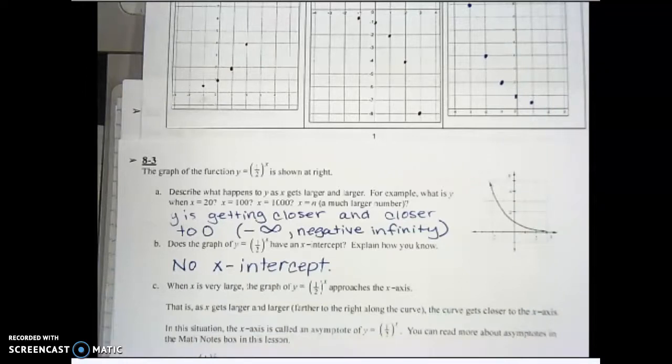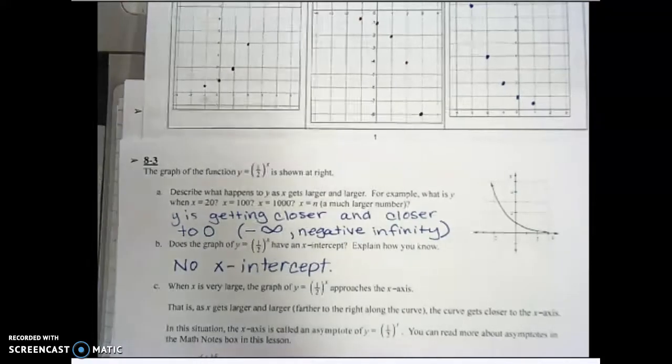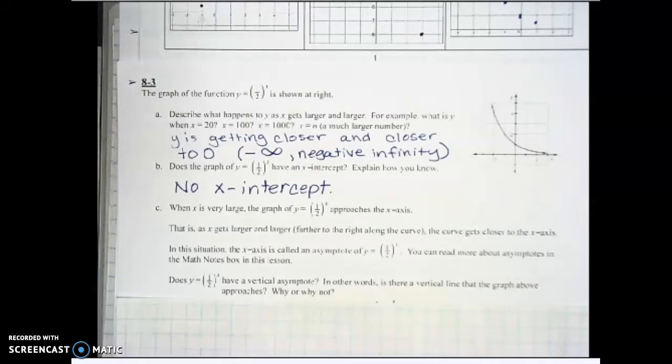the x-axis. That is, as x gets larger and larger, farther to the right, the curve gets closer and closer to the x-axis. In this situation, the x-axis is called an asymptote of y equals 1/2 to the power of x. You can read more about asymptotes in the math notes box in this lesson. Does y equals 1/2 to the power of x have a vertical asymptote? In other words, is there a vertical line that the graph above is going to approach?